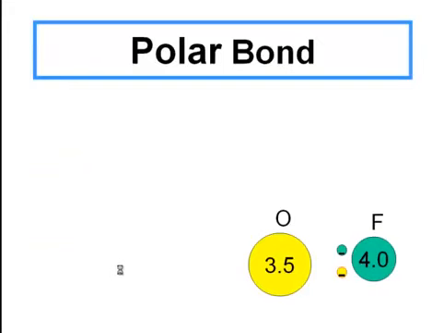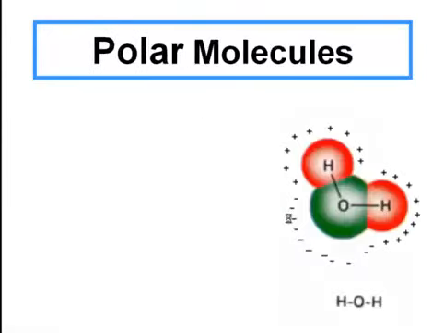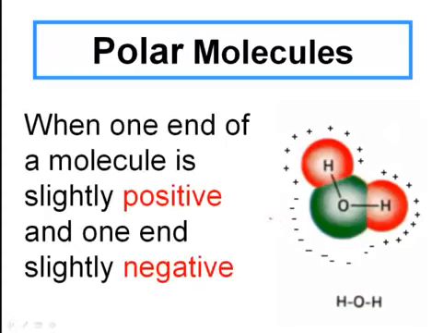Now, just like in our previous vodcast, we defined a polar bond as a bond that has one side of the bond slightly negative. In this case, it would be the fluorine side that is slightly negative, the oxygen side that is slightly positive. Well, in order to be a polar molecule, you must have one side of the molecule that is slightly positive and one side of the molecule that is slightly negative. And the most popular, most well-known polar molecule in the scientific community is dihydrogen monoxide, aka water.